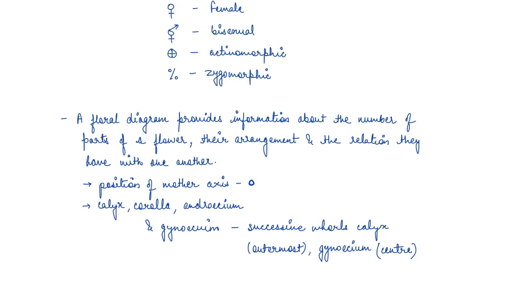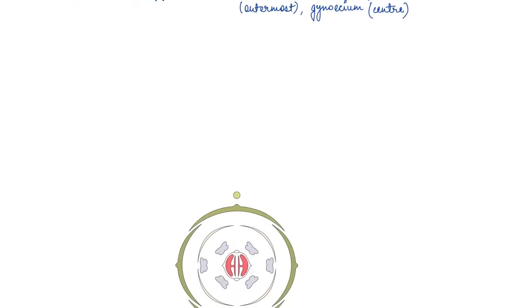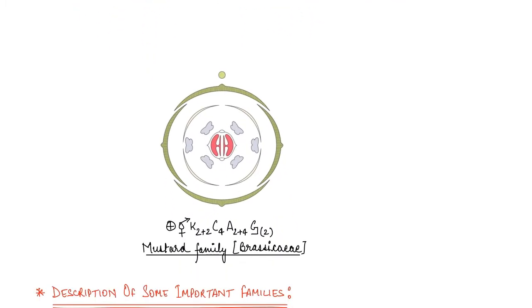Now, the floral formula also shows cohesion and adhesion within parts of whorls and between whorls. Okay, so if you see, for an example, this is the floral diagram of the mustard family, Brassicaceae. Now, if you see here, first, the plant is actinomorphic. So this symbol means that the plant is actinomorphic. Then the second one is for the plant being bisexual. So both the flowers are present, male and female, right?